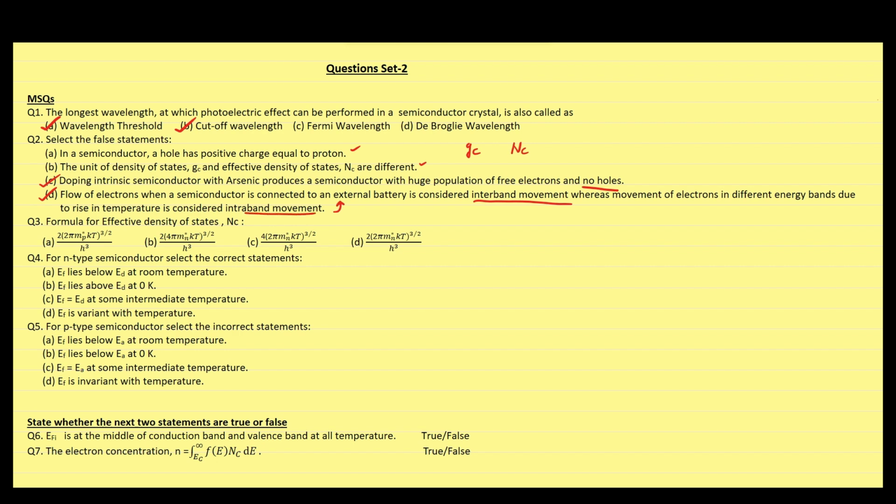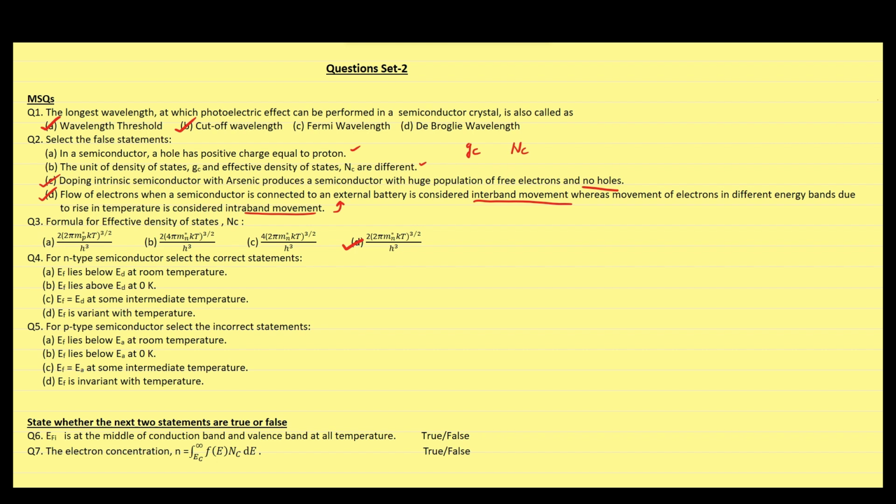The formula for effective density of states Nc is, as you already know, that Nc is the effective density of states in the conduction band. So the right answer will be D option.